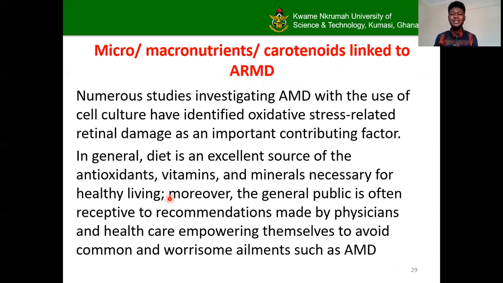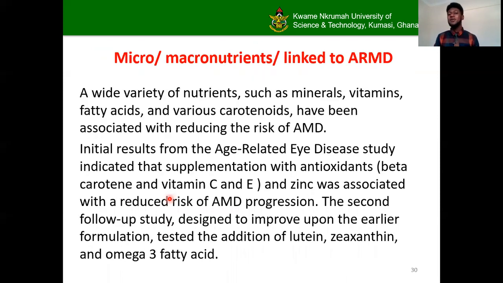Now, in general, diet is an excellent source of the antioxidants, vitamins and minerals necessary for healthy living. Moreover, the general public is often receptive to recommendations by physicians and healthcare providers, empowering themselves to avoid common and worrisome ailments such as AMD. A wide variety of nutrients such as minerals, vitamins, fatty acids, and various carotenoids have been associated with reducing the risk of AMD. Initial results from the Age-Related Eye Disease Study indicated that supplementation with antioxidants, that's beta-carotene and vitamins C and E and zinc, was associated with reduced risk of AMD progression. The second follow-up study, designed to improve upon the early formulation, tested the addition of lutein, zeaxanthin, and omega-3 fatty acids.